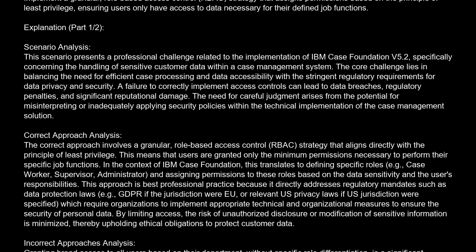This approach is best professional practice because it directly addresses regulatory mandates such as data protection laws, e.g., GDPR if the jurisdiction were EU, or relevant U.S. privacy laws if U.S. jurisdiction were specified, which require organizations to implement appropriate technical and organizational measures to ensure the security of personal data. By limiting access, the risk of unauthorized disclosure or modification of sensitive information is minimized, thereby upholding ethical obligations to protect customer data.